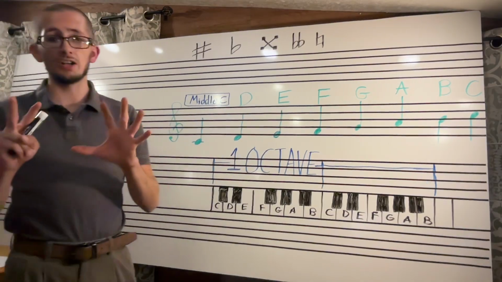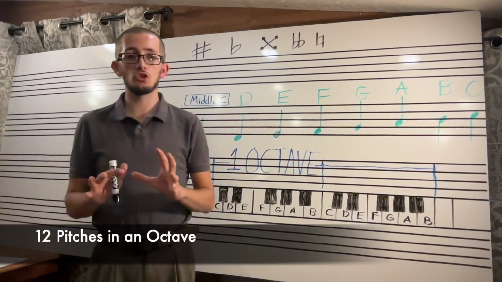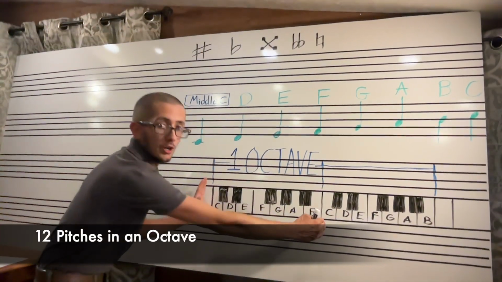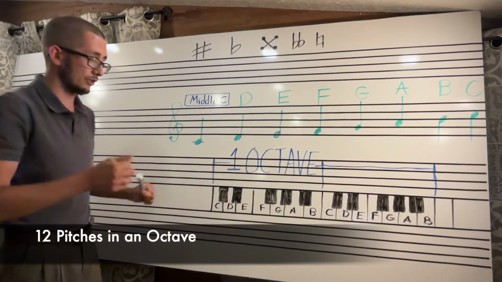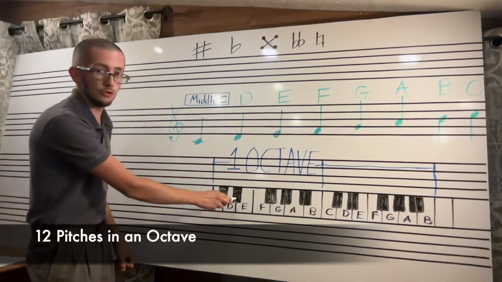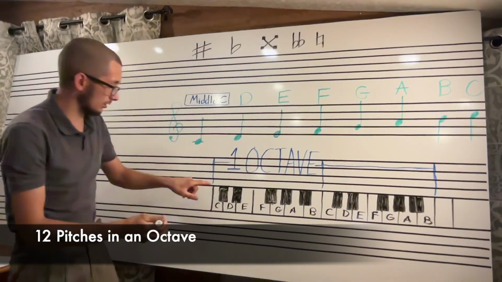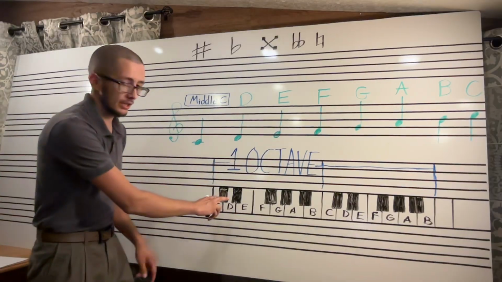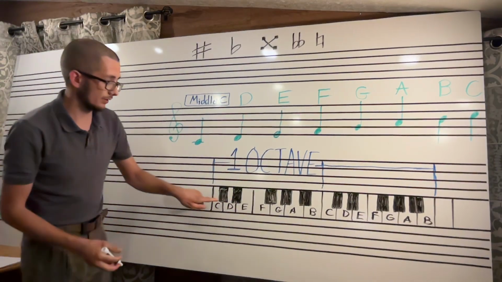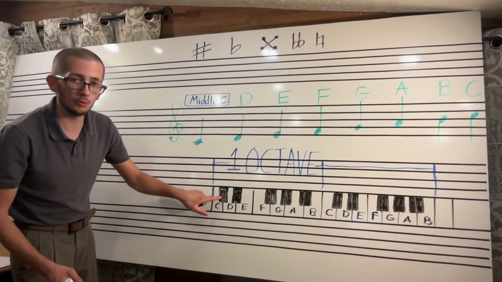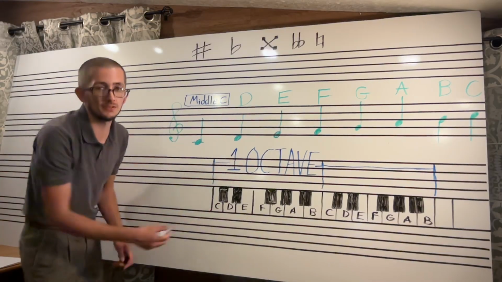There are 7 letter names that we use for music. However, there are actually 12 pitches within 1 octave. So if you look at a piano and you look for a group of 2 black keys right here, I've got a little piano drawn out on the board here. If you look at a piano and look for a group of 2 black keys, the white key right before this first black key is a C. So this note right here is a C.